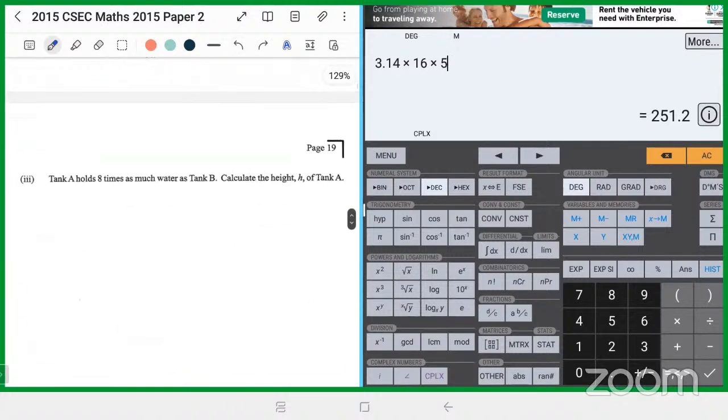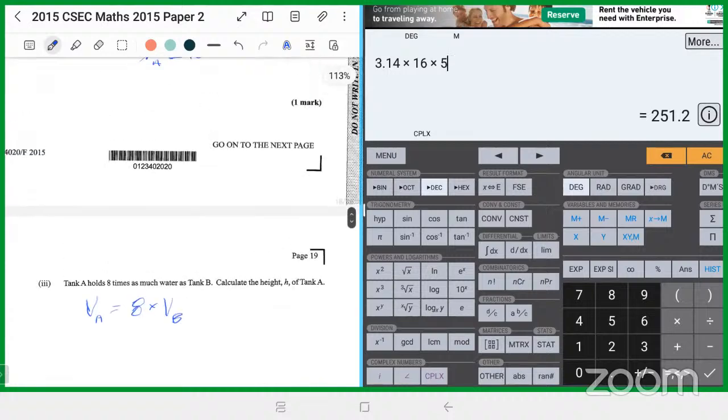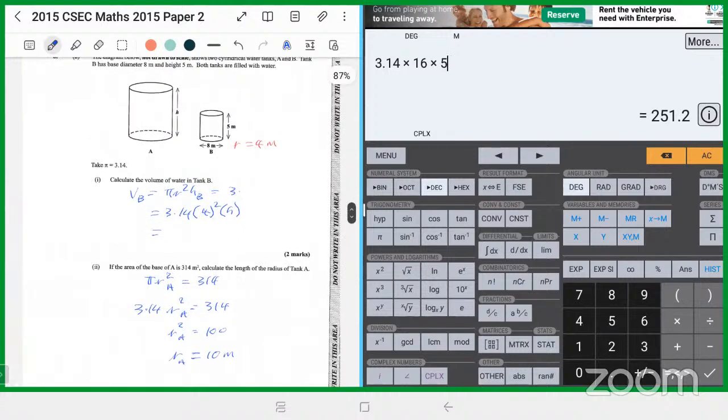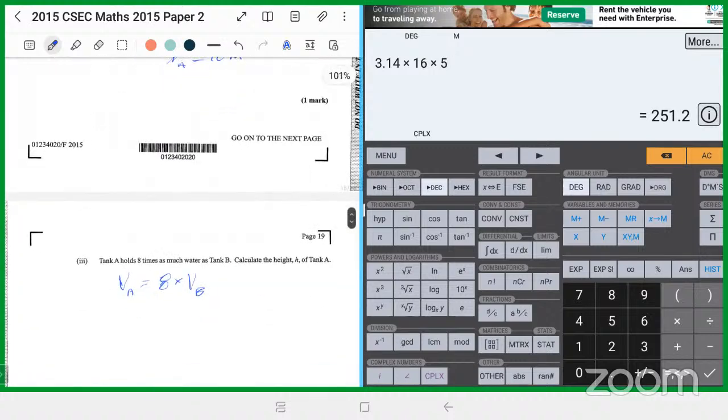Next one says, tank A holds 8 times as much water as tank B. Tank A is the bigger one. So it means that the volume in A is equal to 8 times the volume in B. Did we calculate the volume in B up here? Oh, it's here. We accidentally undid it. 251.2 meters cubed.